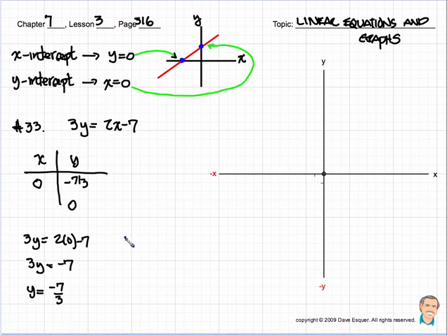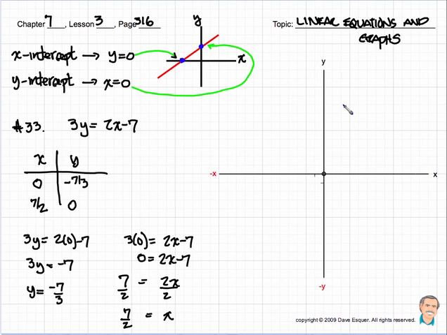3y is equal to 2x minus 7, but this time y is going to be 0. So we have 3 times 0 is equal to 2x minus 7, or 0 is equal to 2x minus 7. Or if we add 7 to both sides, 2x is equal to 7. And if I divide both sides by 2, then x turns out to be 7 over 2. So we have two ordered pairs, (0, negative 7/3) and (7/2, 0).